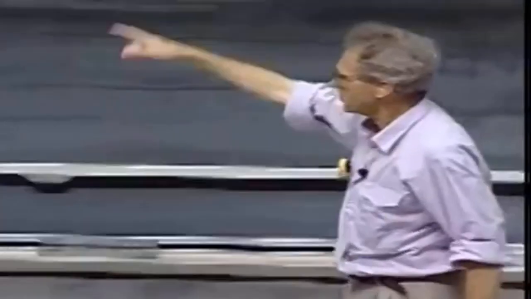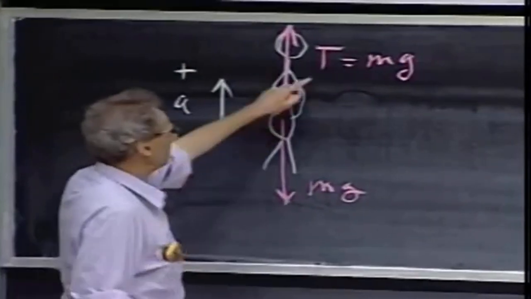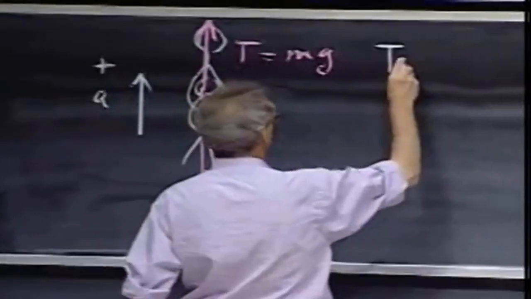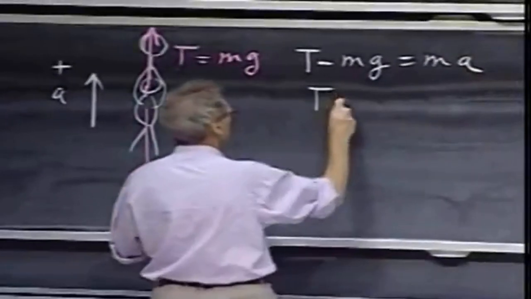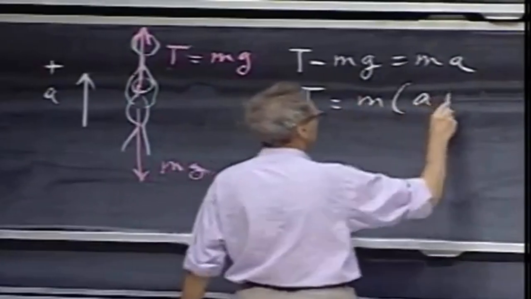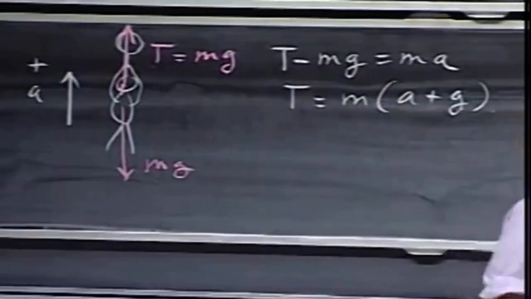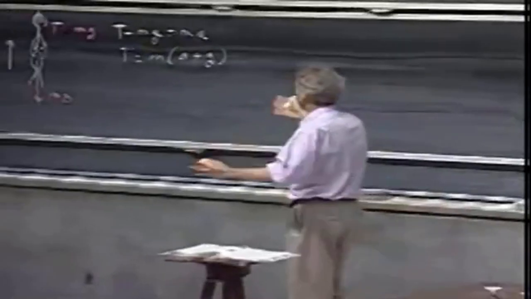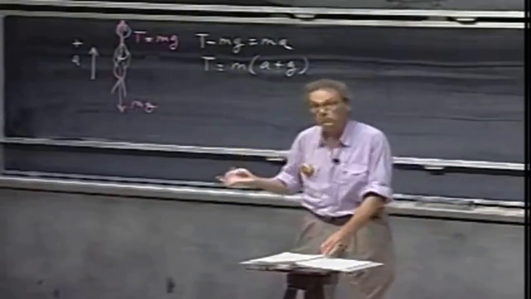Now let's accelerate this system upwards with an acceleration a, and I call this plus. Then of course this T must grow, otherwise you cannot be accelerated. Newton's second law: T minus mg must be ma. The tension in the string equals m times (a plus g). We've seen that before. No difference with the elevator. You accelerate the system, the tension will increase, and you will read that on the scale. Your weight has increased. You weigh more.